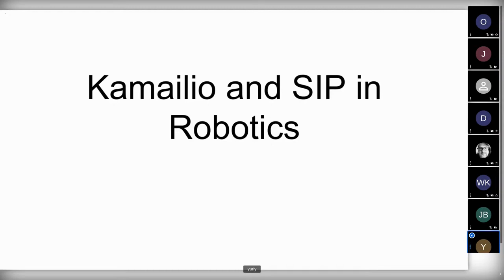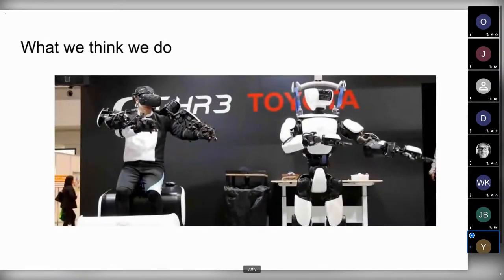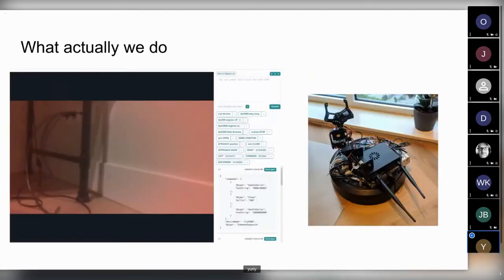So, I will start. Actually what we think we do is something like that. And what we actually do, so this is our robot on the right side, and on the left side is the screen of what our robot produces, and also the web page where you can control it. So this is how our project looks.